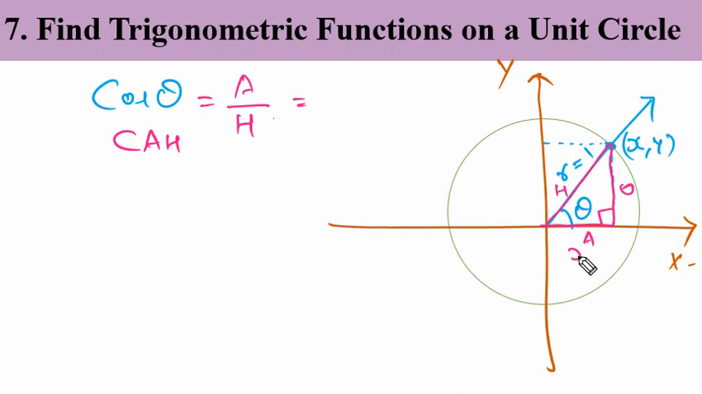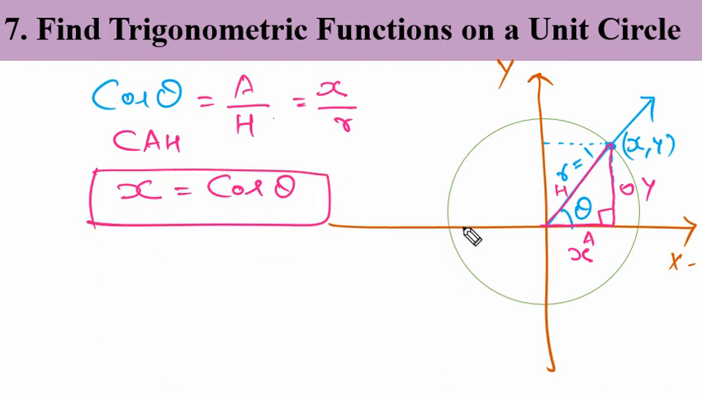Adjacent here is x, opposite is y. So x over hypotenuse, which is 1 in this case, because the hypotenuse is r, and the radius is 1 because it is a unit circle. So cos theta will be equal to x, or you can write x is equal to cos theta. Similarly, if you do it for sine, you will get y is equal to sine theta.